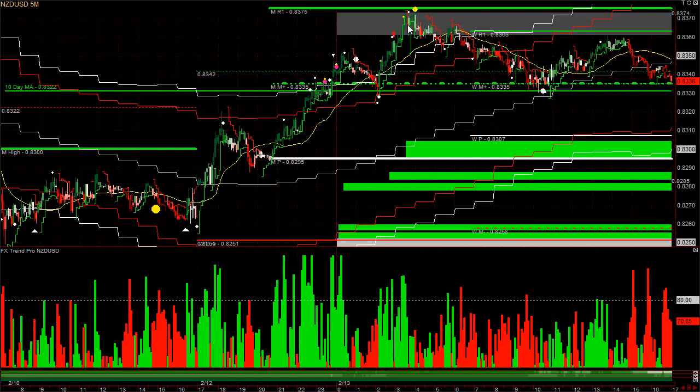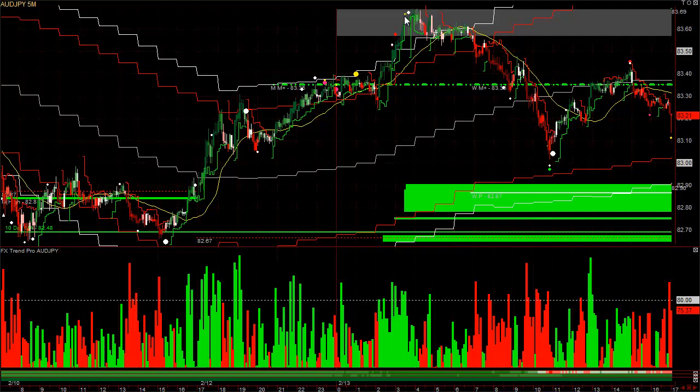Again, the New Zealand dollar, also a fib profit target level above the upper containment bands, end of the up move. Fibonacci profit target level hit above the upper containment bands, end of the up move.